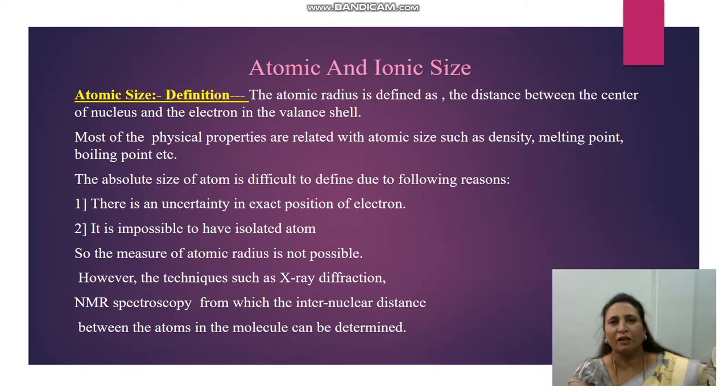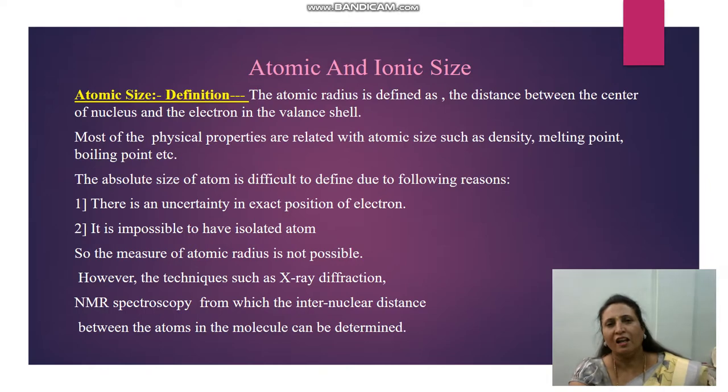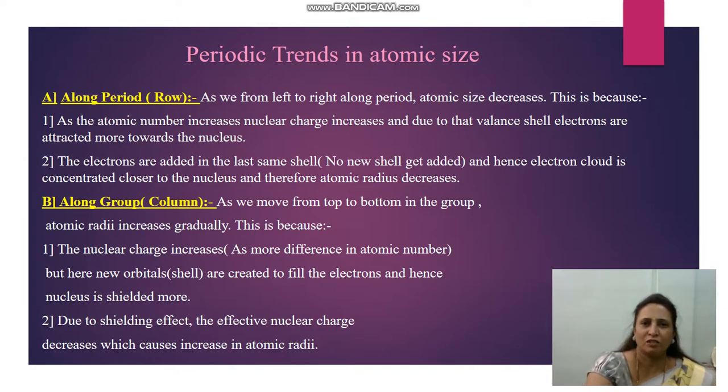तरीही बाय युजिंग सम टेक्निक्स सच ॲज एक्स-रे डिफ्रॅक्शन, NMR, we can calculate atomic size, that is internuclear distance, and from that we can calculate atomic size of one of the atoms. Now let's see what are the periodic trends in atomic size.